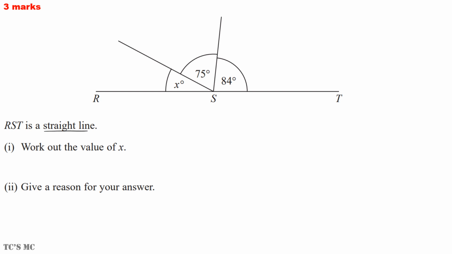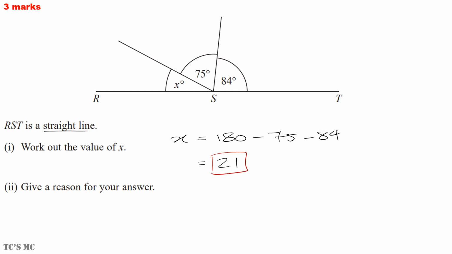RST is a straight line. Work out the value of x. We need to do x equals 180 subtract 75 subtract 84. Now we have 1 mark. The value of x is 21, and that is our second mark.